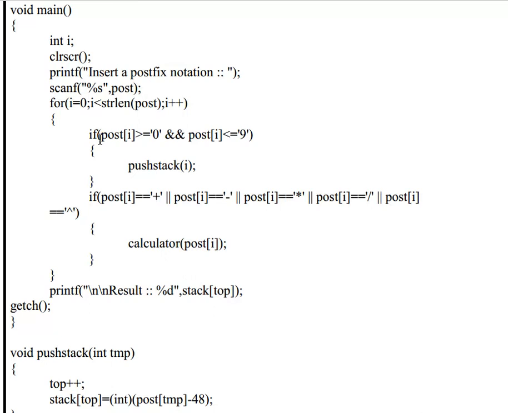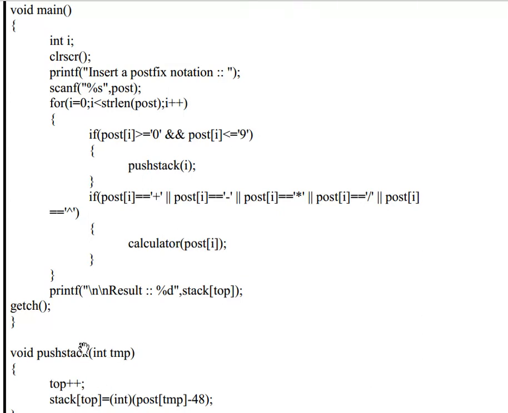And here within the for loop we have if postfix of i is equal to 0. So to identify, since we have considered each number and operator as a character, we need to put it in single quotes. That is, if it is greater than or equal to '0' and postfix of i is less than or equal to '9', that belongs to the digits. So push that onto the stack, these are the operands that we need to push onto the stack. Here we are using a function called push stack.